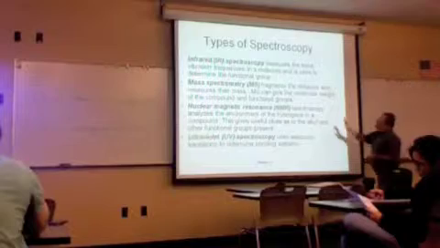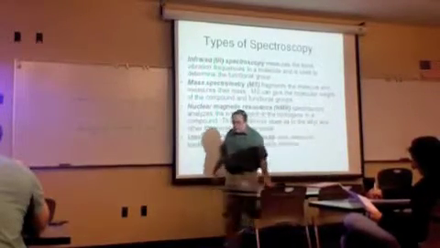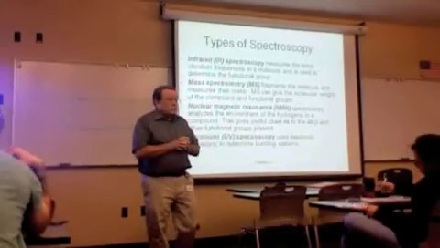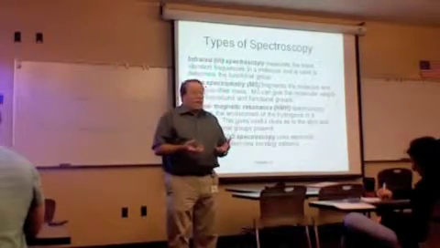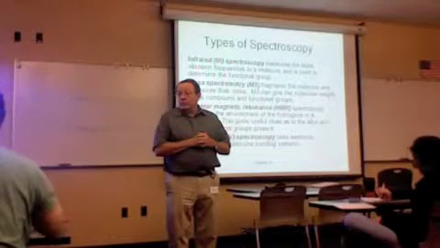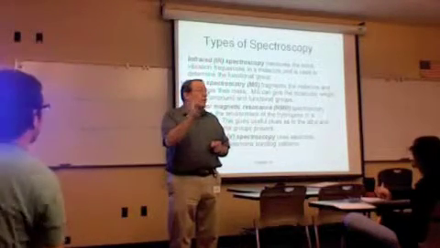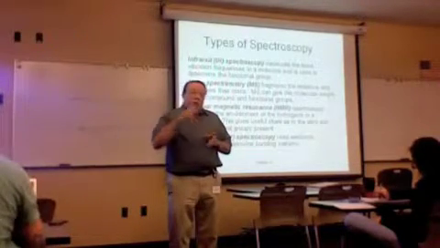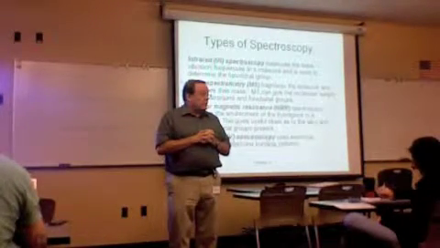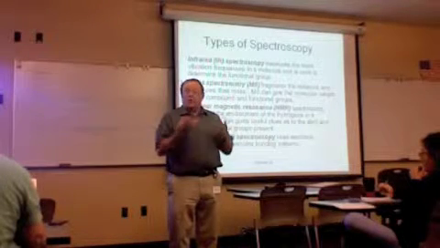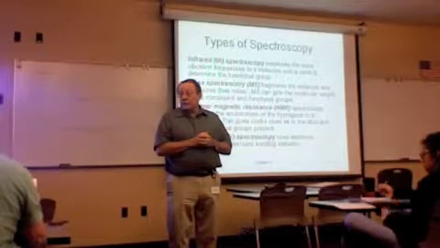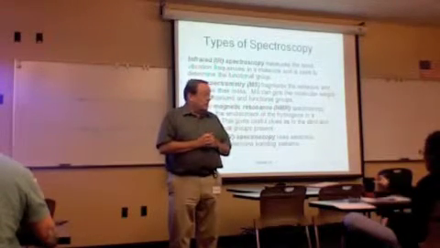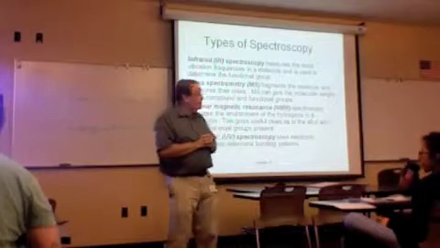NMR, nuclear magnetic resonance spectroscopy, is based on the fact that nuclei that have an odd number of protons or an odd number of neutrons or both have a magnetic moment associated with them. And in a powerful magnetic field, they will precess. They'll rotate in that magnetic field and create their own little magnetic field as a consequence. This only happens noticeably in very powerful magnetic fields, many thousands of times more powerful than the Earth's magnetic field. So this needs to be done in a powerful magnet system.